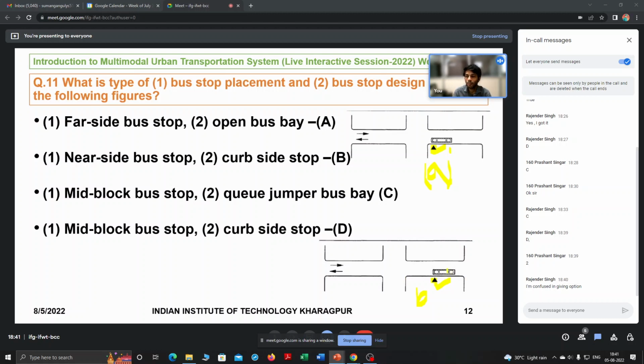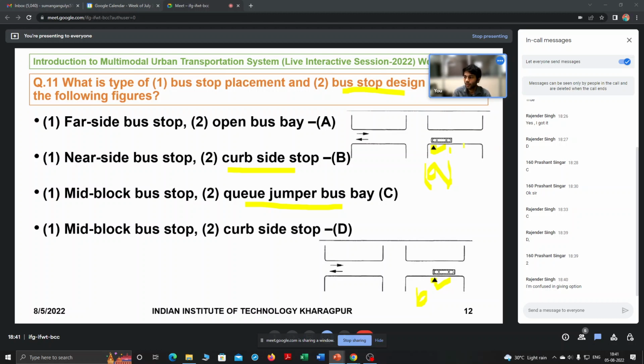So now tell me for each of the figures what is the bus stop design. Is it open bus bay? Also you know what is bus bay, right? And what is curbside bus stops? And what is queue jumper bus bay? So there are three options. Please try to answer. Okay, you don't understand. Okay, then let me discuss.